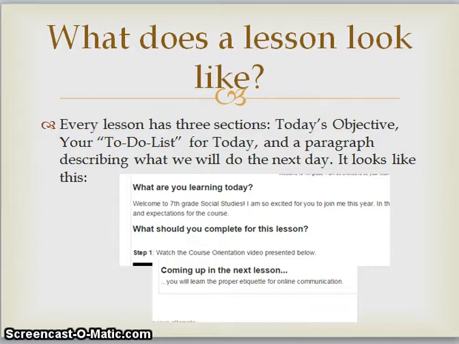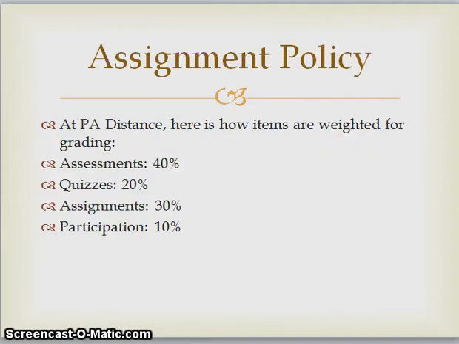So, now we're talking about assignments. And at PA Distance, items are weighted in different ways. What weighted means is that certain items are worth more than others because they are considered more important. The big things here are assignments and tests, or assessments. Assessments are worth 40% of your grade, so you need to remember to study and take your time with those. Assignments are worth 30%, quizzes 20%, and participation 10%. So it's always important to complete all of your work, but the assessments and the assignments are bigger and of more importance.